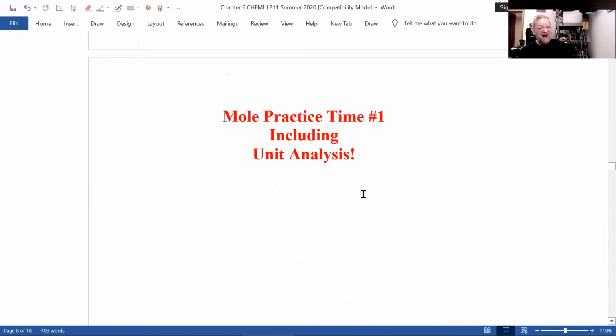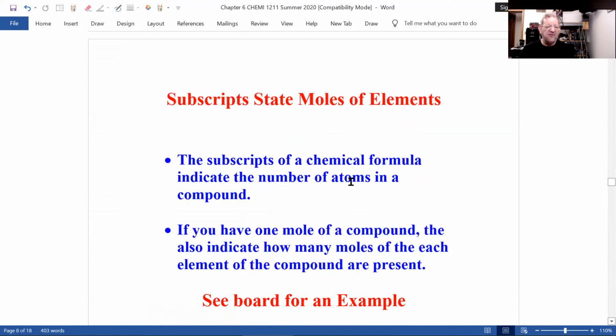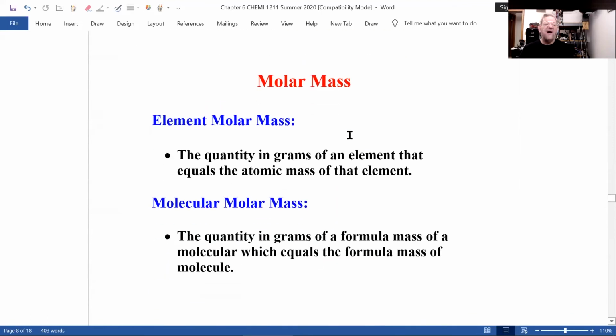So we've done our practice, practice time number 1 or more, using your good buddy, your good friend, unit analysis. Let's move on. Now this part, subscript states of moles of elements, I'm going to skip. I should have taken it out. All right. Now we're coming to one of the most important concepts in all of general chemistry, dealing with moles. I see some questions. Hold on.